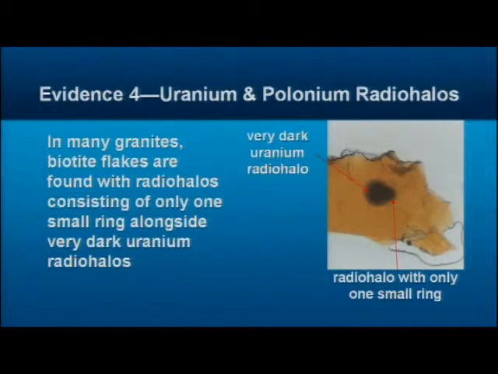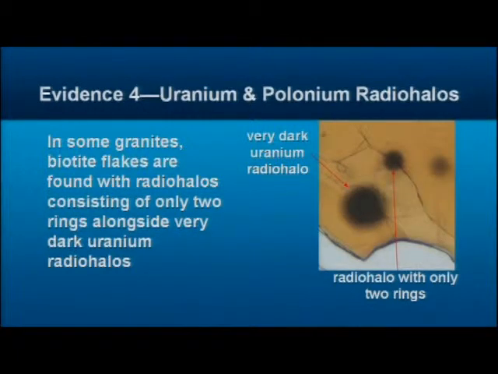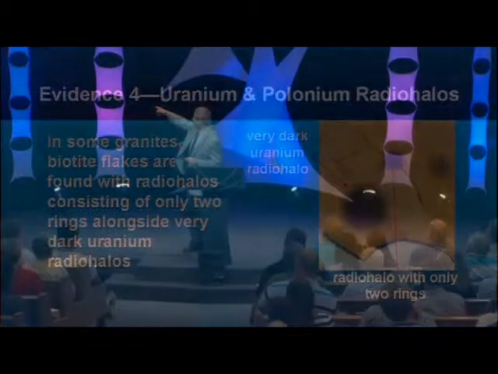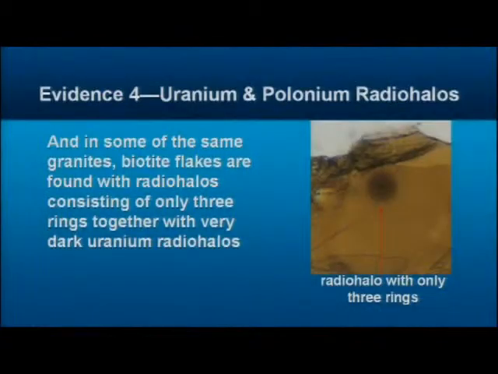Now, in many granites, there are also single ring halos that are very small, sitting alongside the larger uranium radiohalos. And in the larger one there's so much radioactivity that it's blurred all the rings. You can't see them all. So there's hundreds of millions of years worth of decay in that photograph. And in this one too. In some granites, in biotite flakes, we find 2 rings. The 2-ring one, that's very hard to see the outer ring, but it's there. And in some granites, you actually find 3-ringed halos.